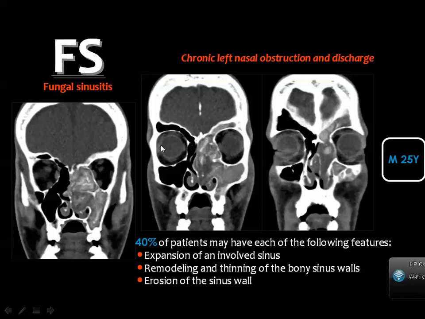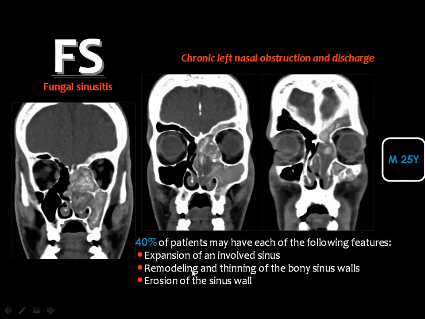This is a case of fungal sinusitis showing the classic appearance on CT images. The sinuses are a little bit expanded. They contain hyperdense material. There is some erosive changes of the bony margins. And the inflammatory changes have extended into the frontal sinus.